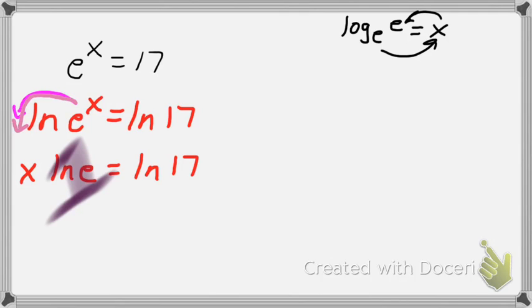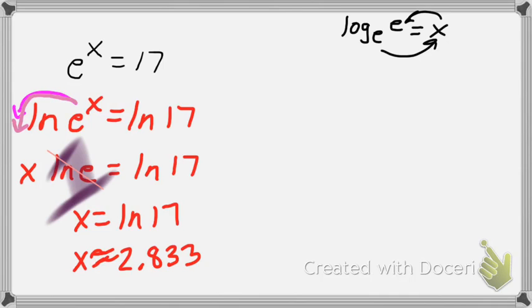So ln of e is always 1, so it really cancels in these types of situations, leaving you x equals the natural log of 17, and that's a calculator question. It's approximately 2.833.